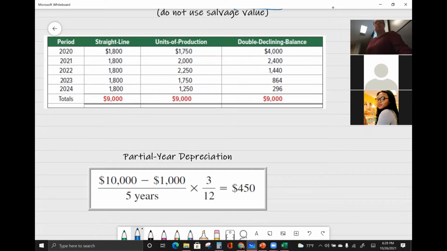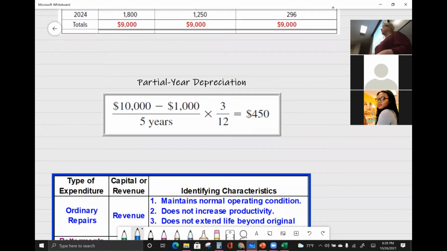Okay. So then we talked about just now doing a whole year. If we wanted to do a partial year, the only thing we're adding is we're going to divide it by 12, obviously, because we have 12 months, and multiply it by however many months you want to depreciate for that period. So in this example, I'm saying that I want to multiply it by 3/12.